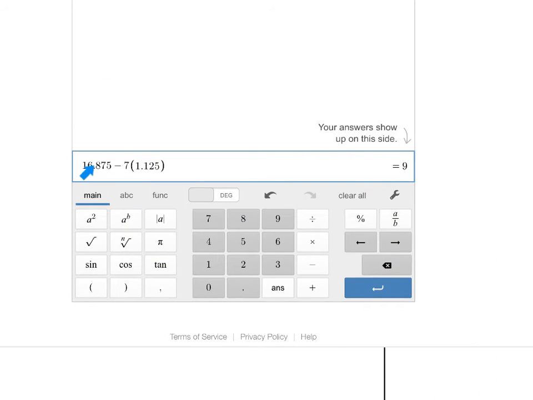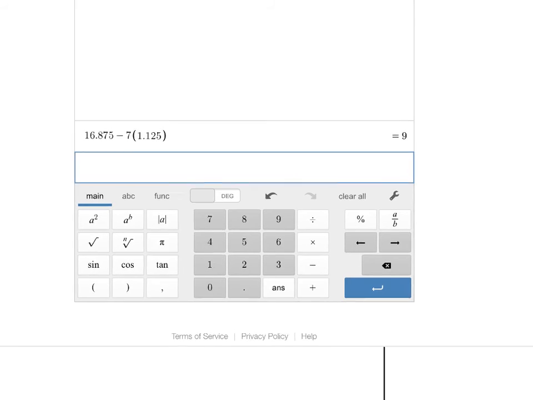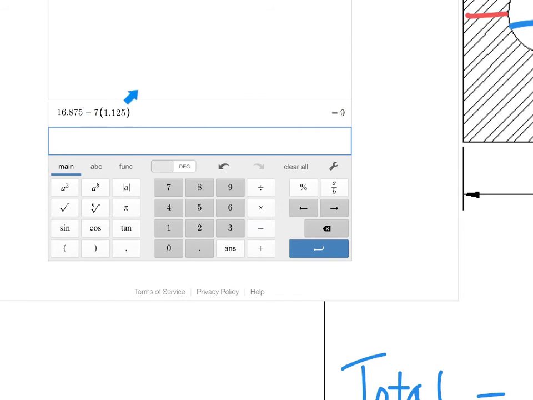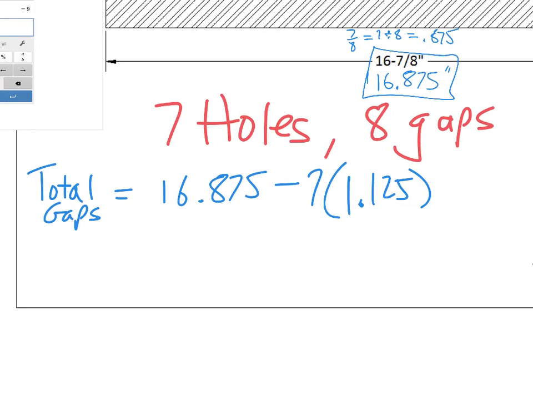And in a scientific calculator, you can just type it all in. Now, if your calculator doesn't display this, you have what's called a one-line calculator. Then you'll have to do 7 times 1.125, write that number down and subtract it from 16.875. Okay, however, if you get a good one-line calculator or multiple line calculator like this, it's going to show multiple lines here. Then this scientific calculator can figure out that that's 9. That's great. So we get 9. 9 is the total gaps.